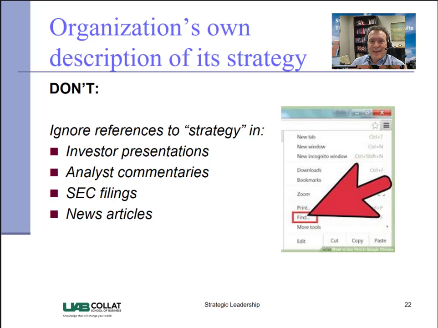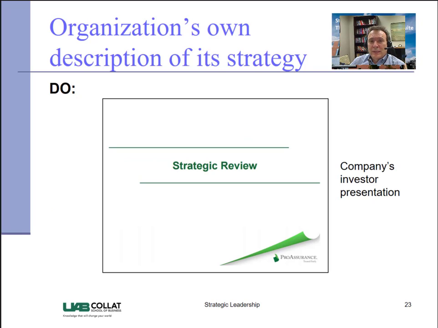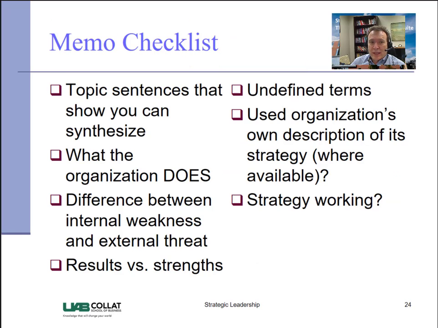Just in the 10K alone, for example, for a publicly traded company, if you search for the word strategy, it's going to come up. If you ignore that, I'm going to assume that you were too lazy to do that simple type of an electronic search. The company's investor presentation, if it's a public company, will often be a gold mine for insights into strategy. So, check. If the company has described publicly what its strategy is, you have repeated it.